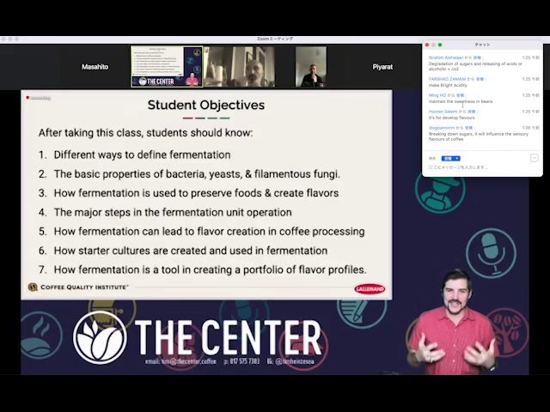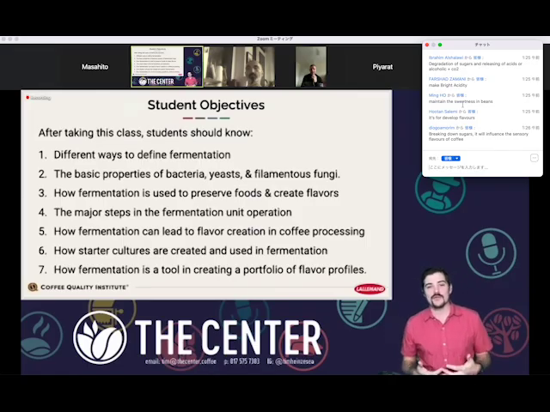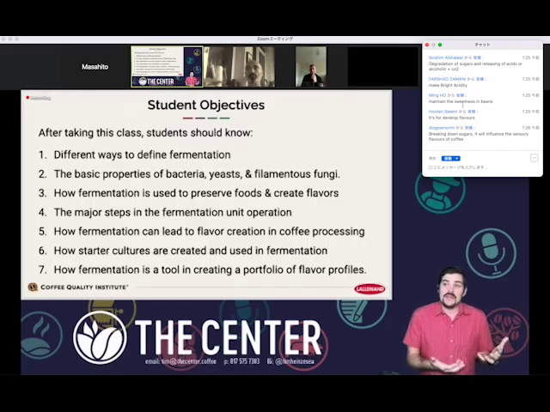We're going to talk about fermentation, its purpose, and its use in preserving foods and creating flavors. We will talk about fermentation as a unit operation in coffee processing, how it can lead to the development of flavors, and even have some discussion on starter cultures and how they are used in fermentation.